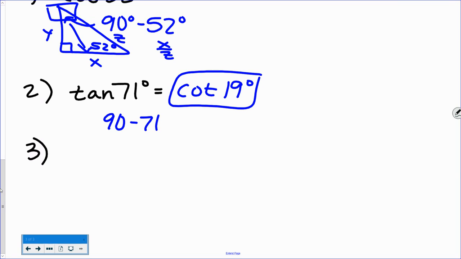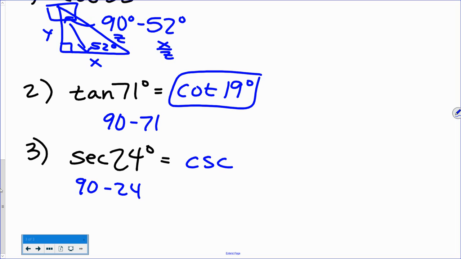Last example here for this one. So secant of 24 degrees. I'm writing what it would be equal to in terms of its cofunction. So secant and cosecant are equal as cofunctions, and then I gotta find, well, what's left over from 90 minus 24, should be 66 degrees. And that would be my answer.